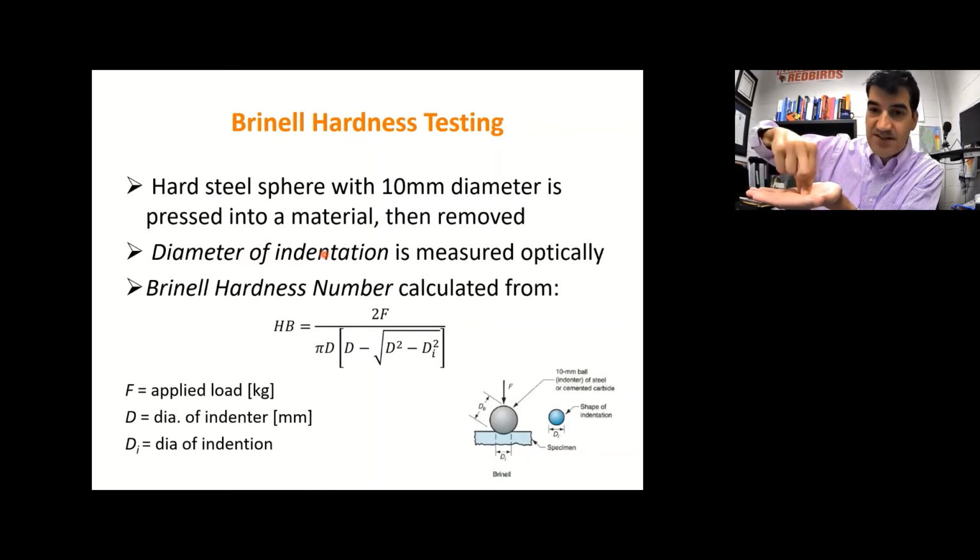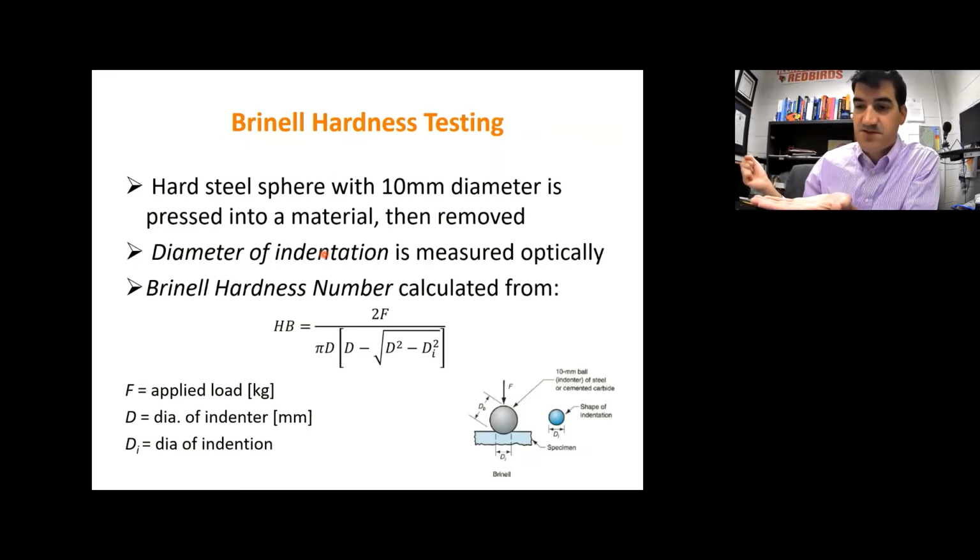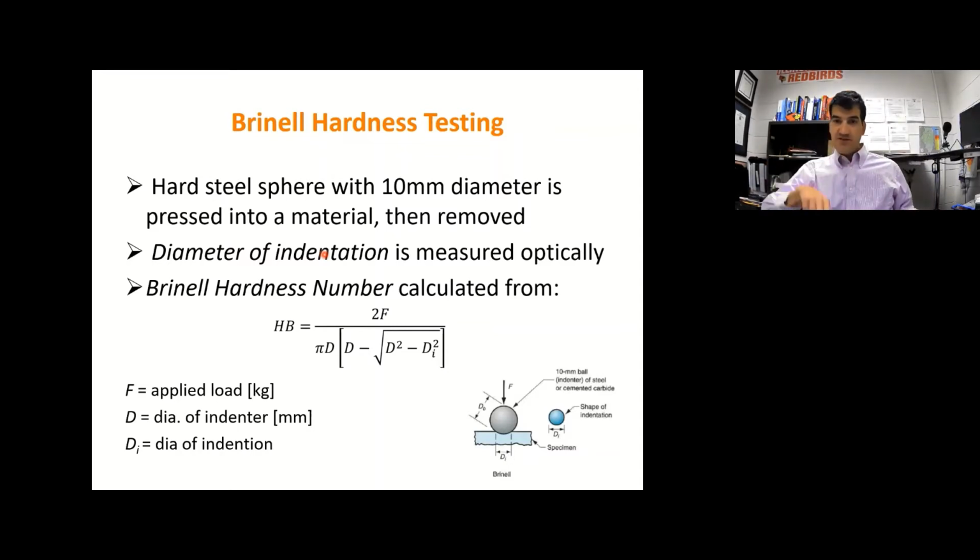Then after you've pressed it into the material, you remove the steel sphere, and there's going to be a circular indentation left in the material. What you need to do then is, as precisely as possible, measure the diameter of that indentation that was left by the sphere in that specimen. Then you can plug it into this equation where this is your Brinell hardness. This F is the applied force or load that you applied to that 10 millimeter sphere.